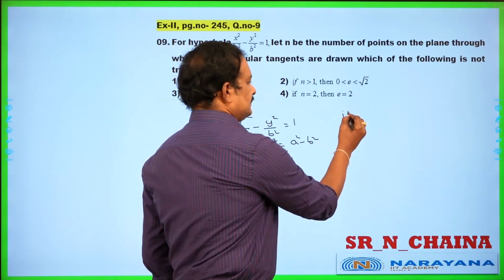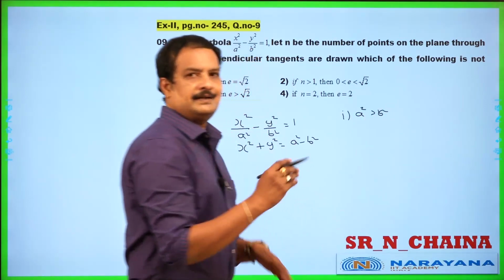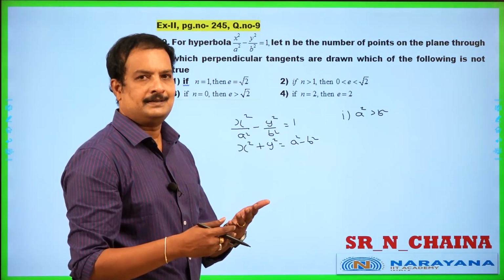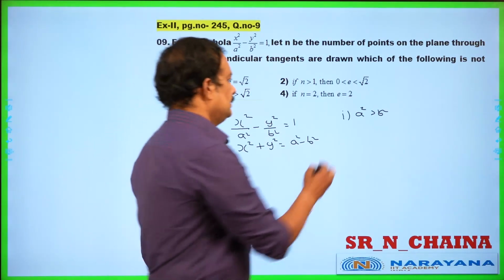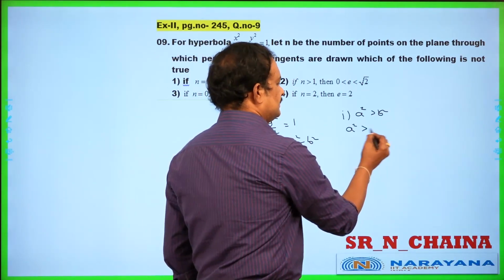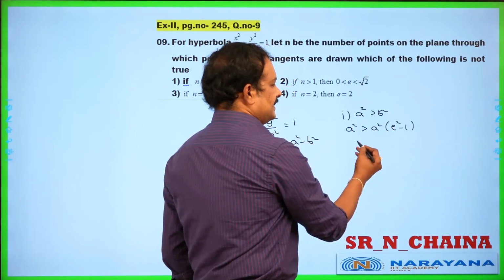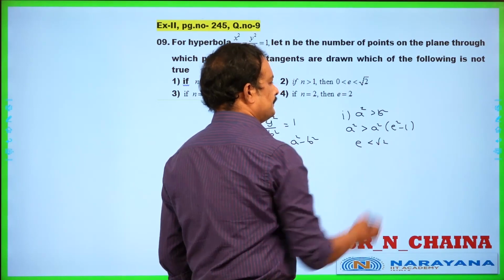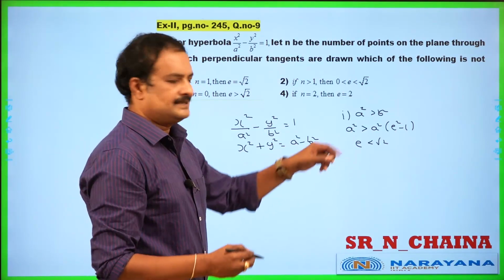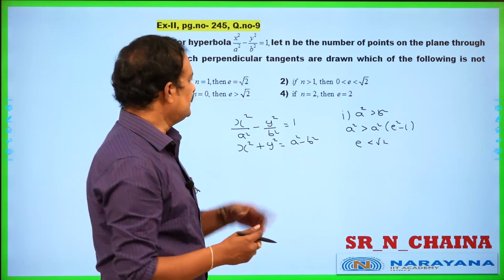In case 1, a square is greater than b square. Then the director circle exists, and obviously there exists more than one point from which perpendicular tangents can be drawn. So in that case, what is the b square here? We know that b square is a square into e square minus 1. So very clearly a square will get cancelled, and e is less than root 2. So check this one, e is less than root 2. That means when eccentricity is less than root 2, there exist more than one point from which perpendicular tangents can be drawn.